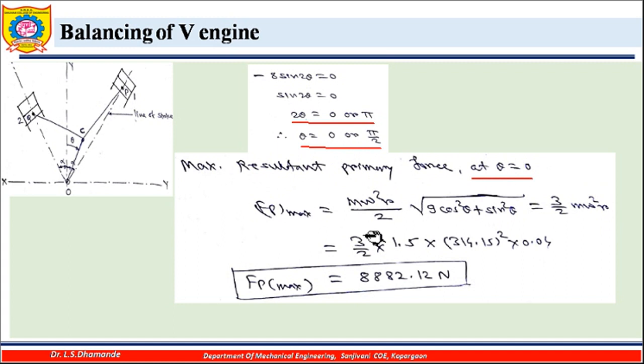If I put the value of theta as 0, the value of Fp max will be equal to 3 by 2 m omega square r. Now if I put these values here, I will get this maximum primary force as 8882.12 newtons.